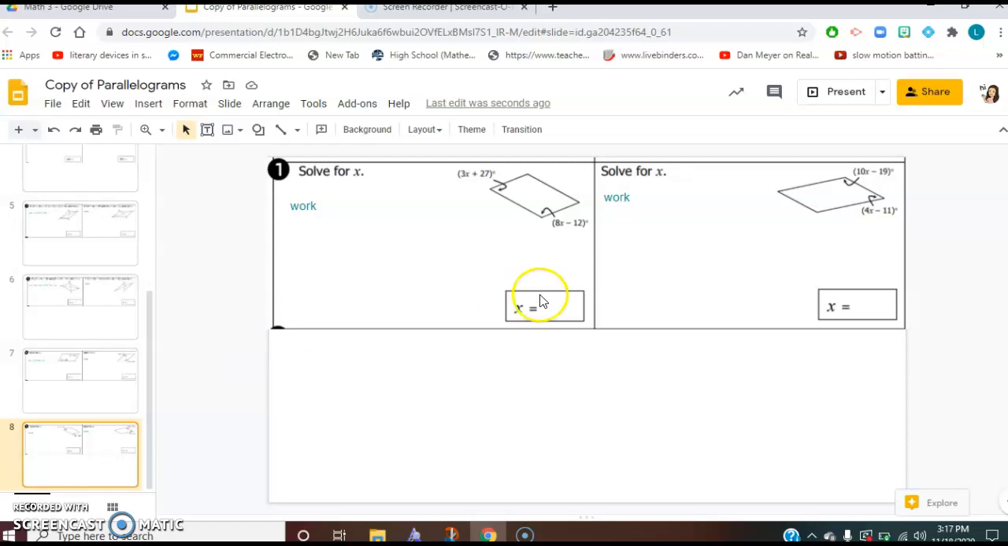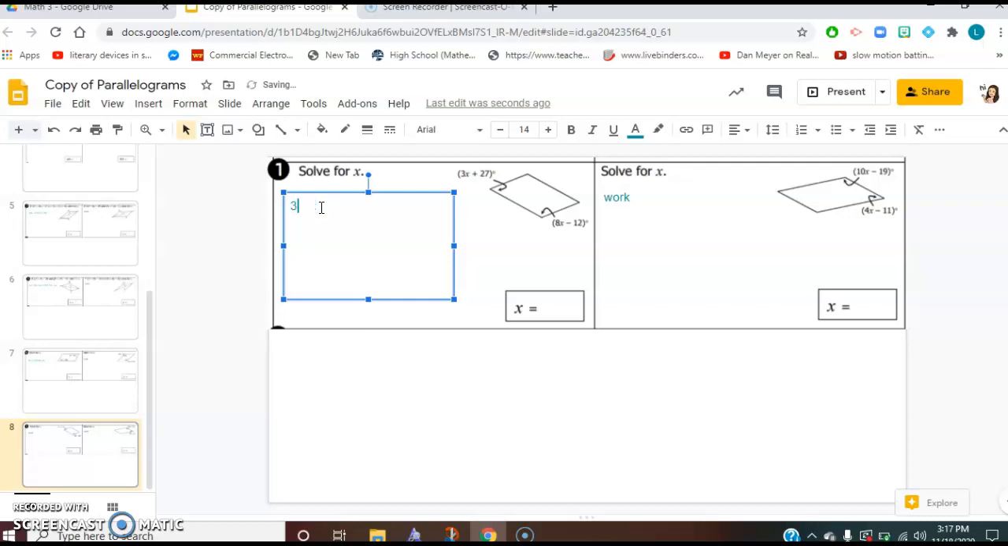All right, and in the last example, these two are both angles, but they are consecutive angles. They share a side. Consecutive angles add up to 180 degrees. So I would combine like terms and get x by itself.